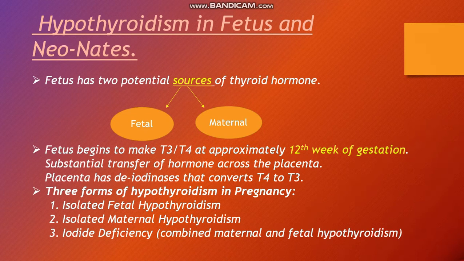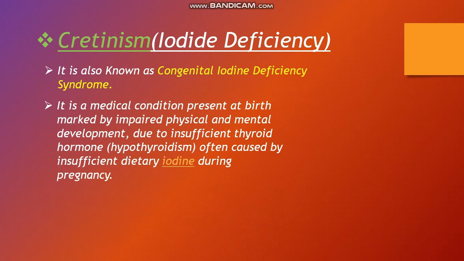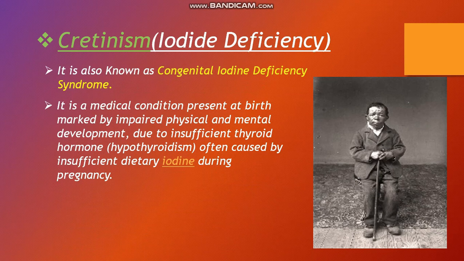Cretinism. This is hypothyroidism in children. It is known as cretinism. Iodide deficiency is also known as congenital iodine deficiency syndrome. It's a medical condition present at birth, marked by impaired physical and mental development due to insufficient thyroid hormone. Hypothyroidism is often caused by insufficient dietary iodine during pregnancy.